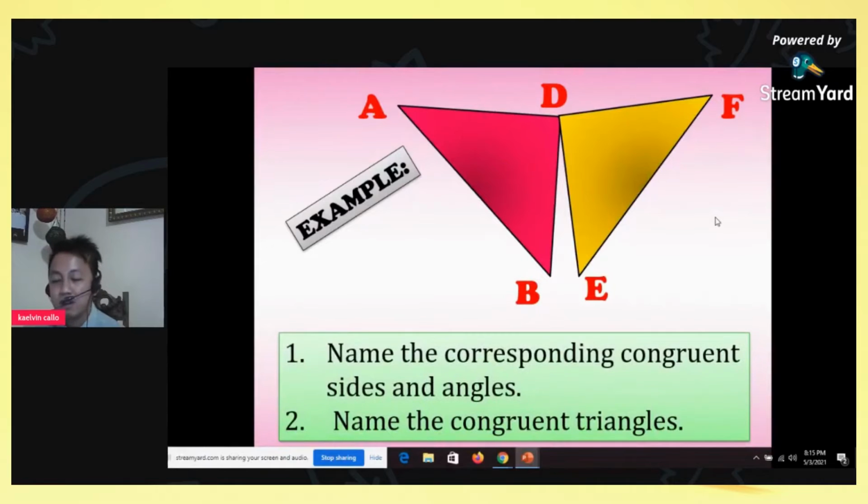Example, okay, so I will give you 15 or 20 seconds to answer the problem. You have to name the corresponding congruent sides and angles and name the congruent triangles. Okay, 20 seconds.